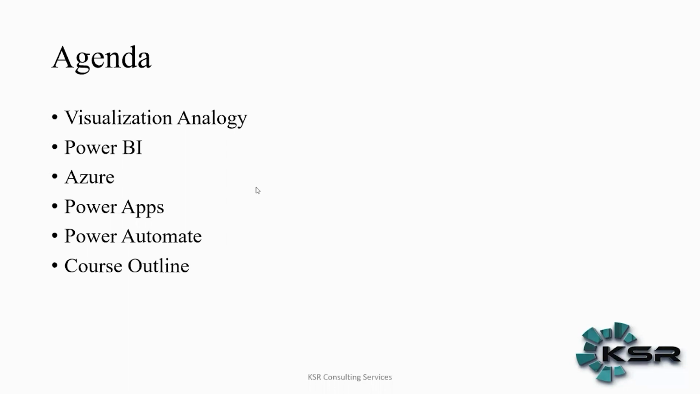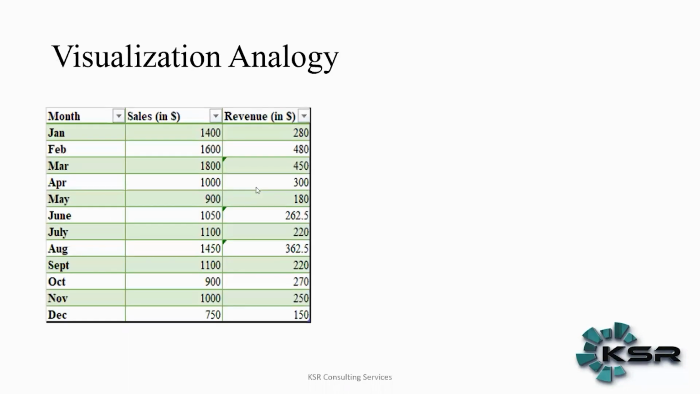Now, to understand this visualization analogy, I'm giving a small data set in front of you. This is a business data set for Flipkart, just a sample data set, across all the 12 months in a year. Across each of these 12 months, what is the sales and what is the revenue generated. In front of you is the table.